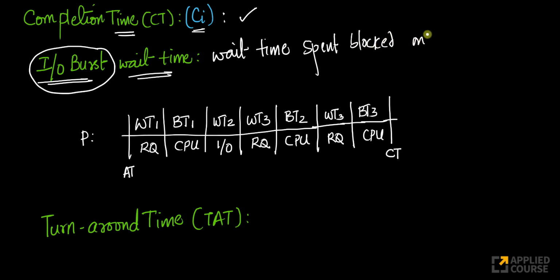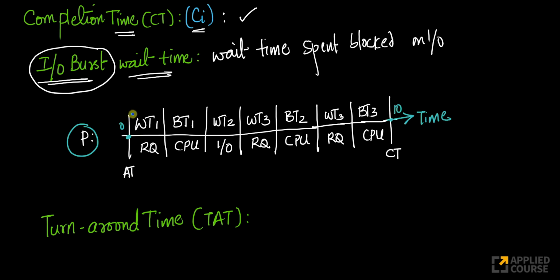Just to give you an example, imagine I have a process. Let's assume this is your time axis. Let's assume this is my arrival time, AT, and this is my completion time. Let's assume this is 0. If my completion time is, let's say, 10 seconds, then the total time it took for this process to complete is the completion time minus the arrival time, which is 10 seconds.